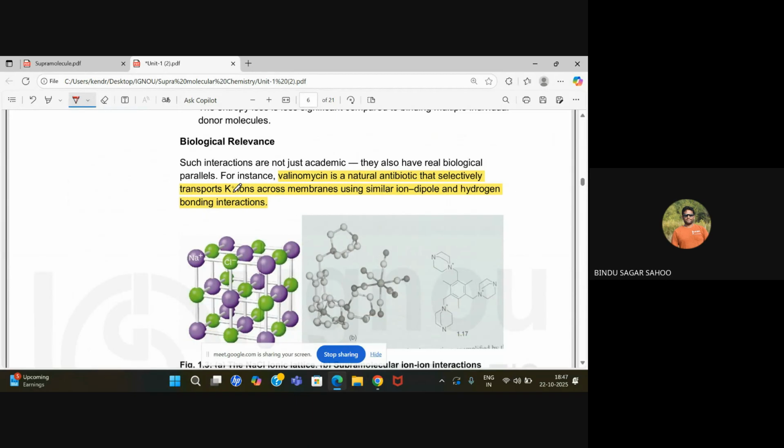When you are making an interaction in compounds like HF, water, hydrogen sulfide, hydrogen bond interaction occurs.